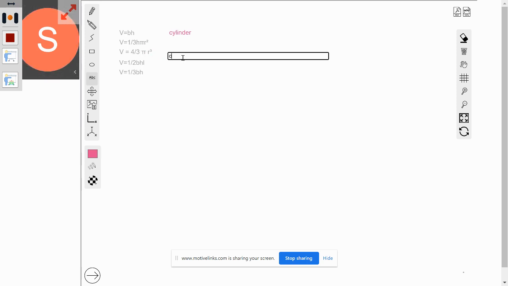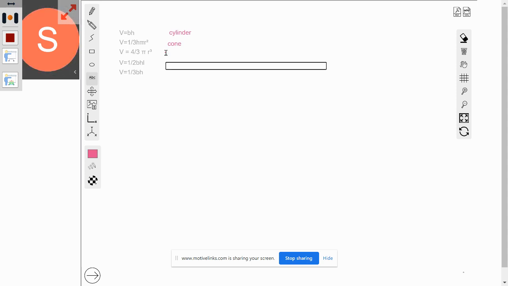So the next one says V equals 4/3 pi r cubed. Now this one's really important. This is gonna be like on a lot of tests and stuff like that, even on placement tests. So this one is a sphere.